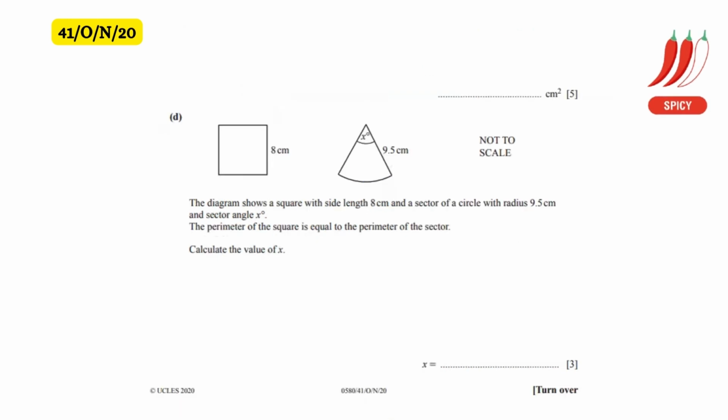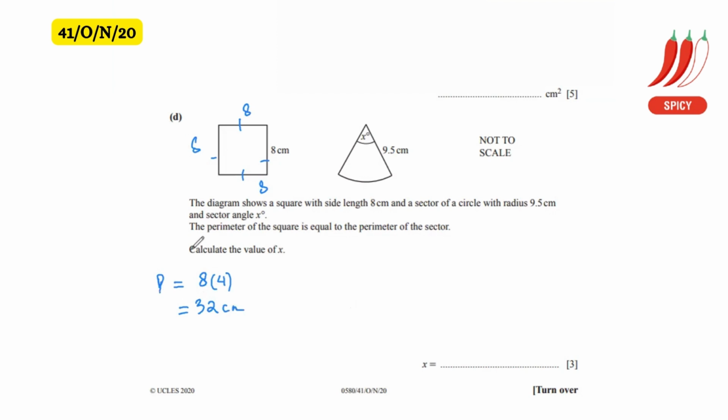Then part D says the diagram shows a square with side length 8 centimeters and a sector of a circle with radius 9.5 centimeters and sector angle at x degrees. The perimeter of the square is equal to the perimeter of the sector. Calculate the value of x. So if it's a square, all lengths are equal. They're all 8. So perimeter of square would be 8 times 4. That's 32 centimeters.